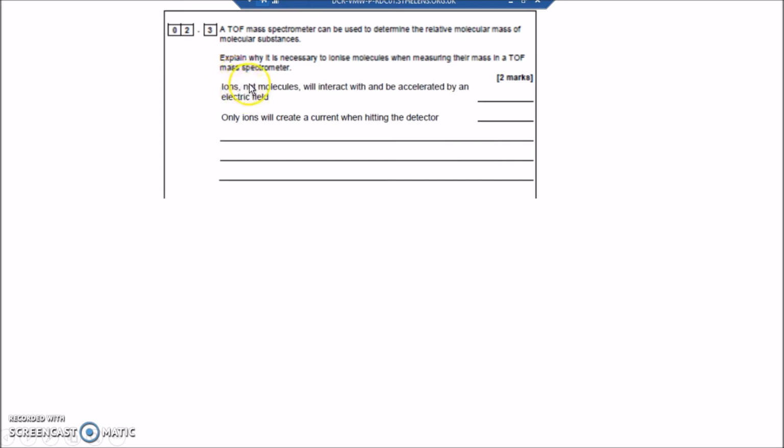So ions, so plus charged particles, not molecules, will interact with and be accelerated by the electric field. So these plates, charged minus, accelerate the ions towards them down the tube. And the ions create a current when hitting the detector. The way that works is the plus charged ion gets an electron back from the detector plate, to form atoms rather than ions. So it gets its electron back and loses its plus charge. And in doing so, it creates a current, and then we can read that from the detector.